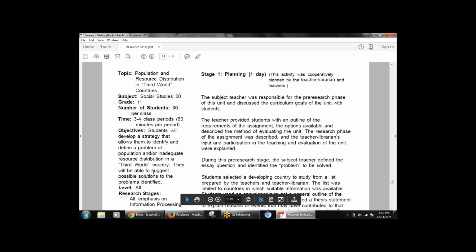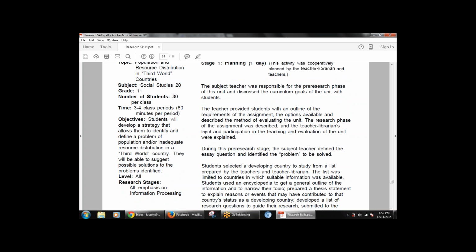The main objective is that students will develop a strategy that allows them to identify and define a problem of population and inadequate resource distribution in a third world country. That is how to define a problem of population, and they will be able to suggest possible solutions to the problems identified.